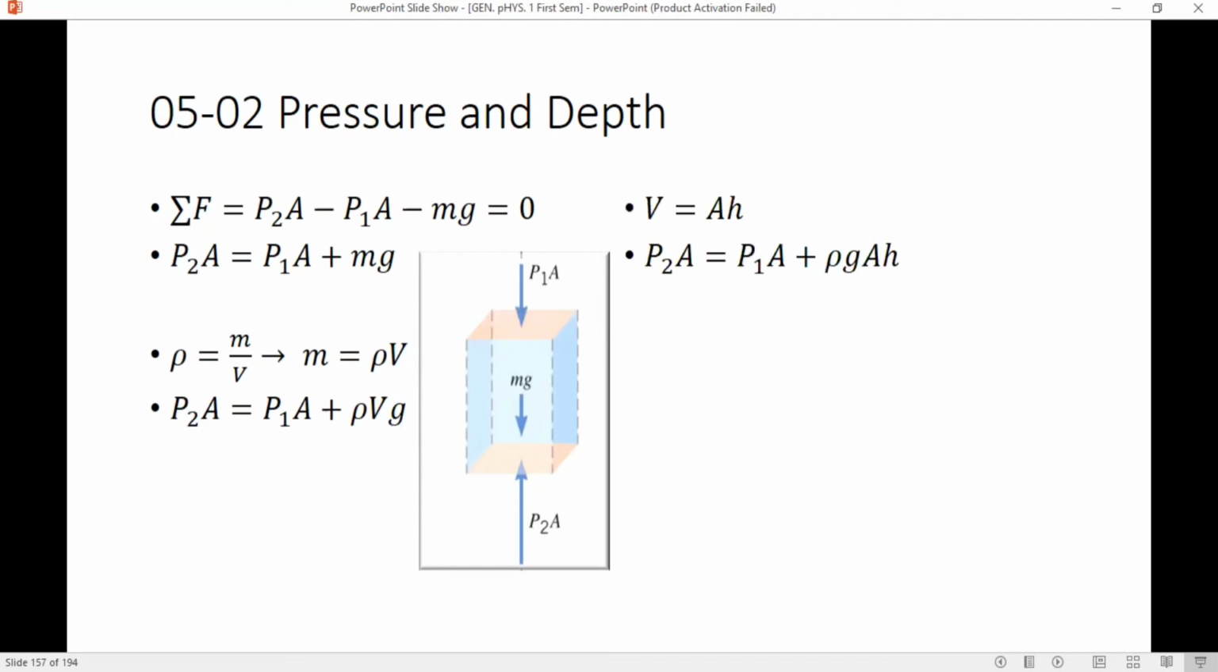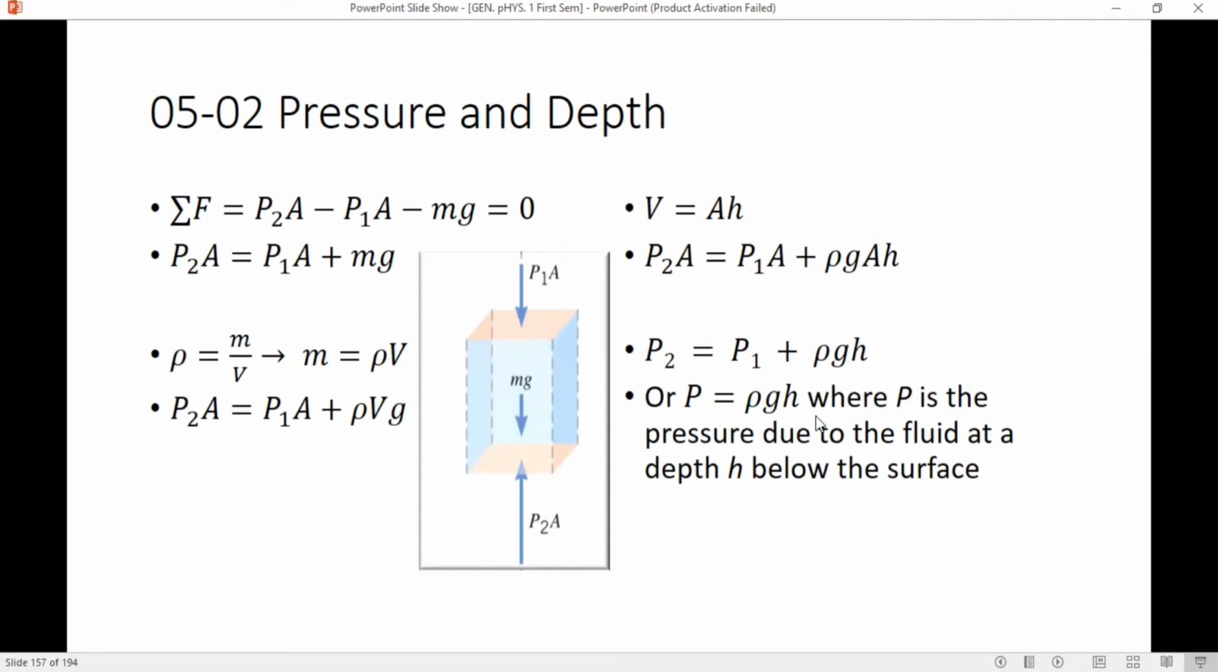Therefore, your P sub 2 times A is equal to P sub 1 times A plus density times acceleration due to gravity times AH. Now, to determine the value of P sub 2, we just divide both sides by A. Therefore, you will now have P sub 2 is equal to P sub 1 plus density times G, or acceleration due to gravity, times height.